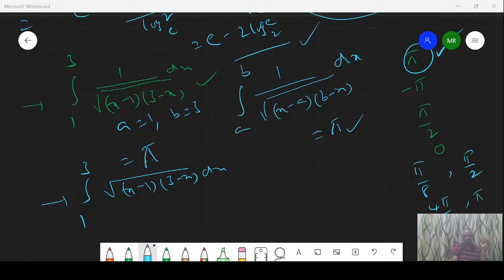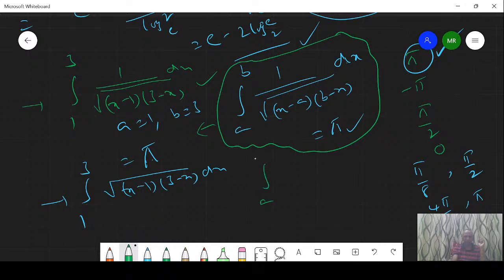Now think about the next one. When I look at this, integral 1 to 3 root of (x minus 1) into (3 minus x) dx, here also we have one standard problem. You remember the previous one, this is also a standard one. Similarly, integral a to b root of (x minus a) into (b minus x) dx always equals pi by 8 into (b minus a) whole square.